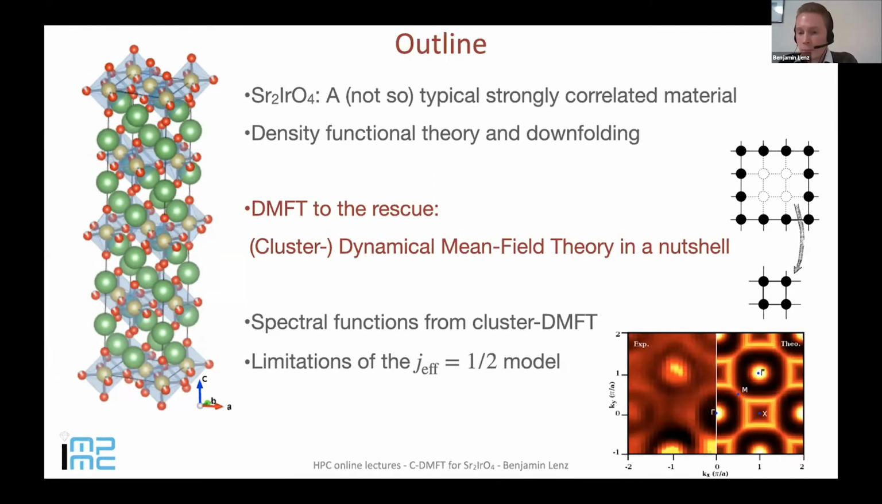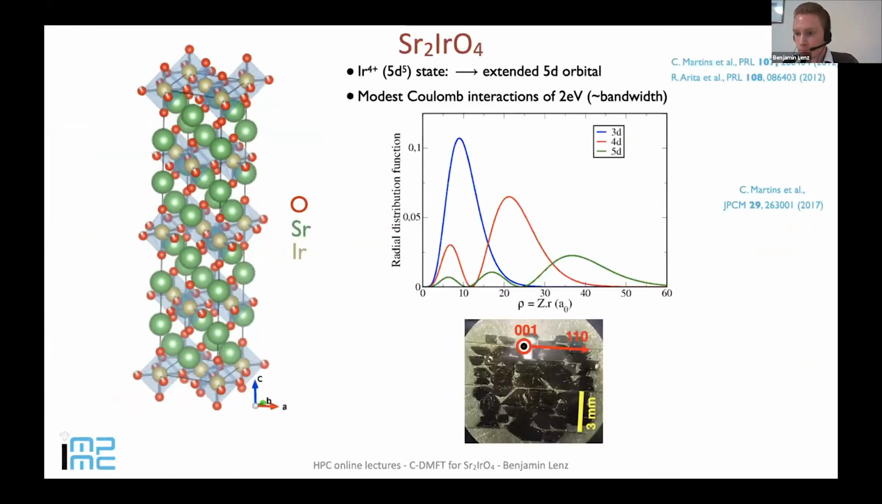And in the second part, I will introduce this technique, dynamical mean field theory, in a nutshell, and also explain how to extend it in order to motivate the technique that we are actually using for studying spectral functions of strontium iridate. So in the very last part, I will show some examples, some results we obtained, and also show some limitations of the type of model that people usually consider here. But let's start with strontium iridate.